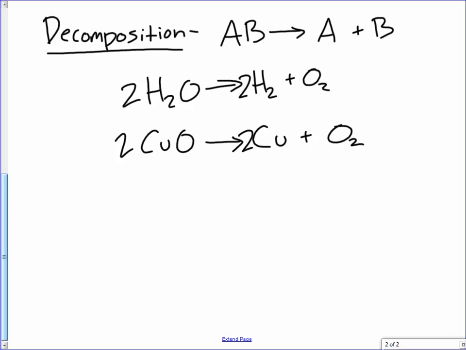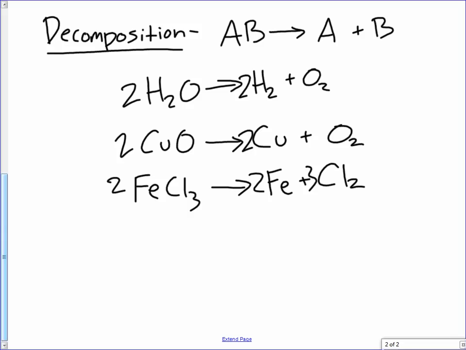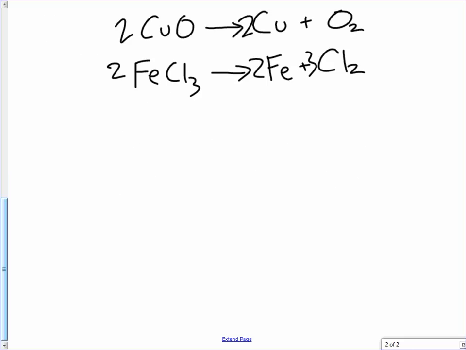Let's try one more decomp. Let's do iron chloride. So pause it and give it a shot. Alright, so iron's a metal, it exists by itself. Chlorine, again, diatomic. So to balance, put a few there, a few there, a few there, and we're good to go. Those are your basic decomposition reactions right there, something breaking down. Simple enough, you're probably familiar with the word decompose.